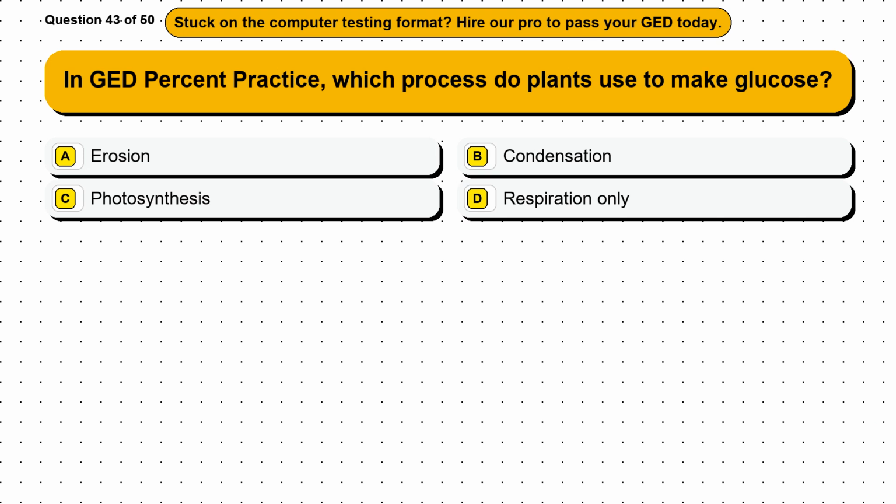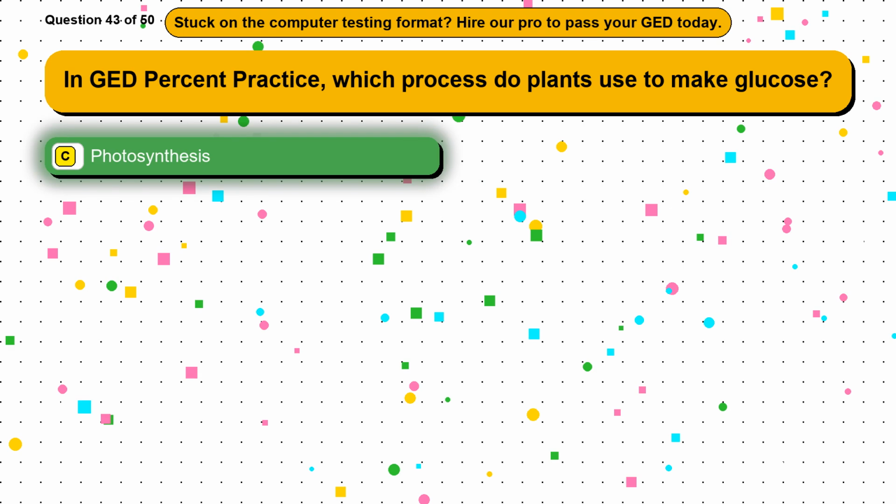Question 43. In GED percent practice, which process do plants use to make glucose? Option A, erosion. Option B, condensation. Option C, photosynthesis. Option D, respiration only. The correct answer is option C, photosynthesis.